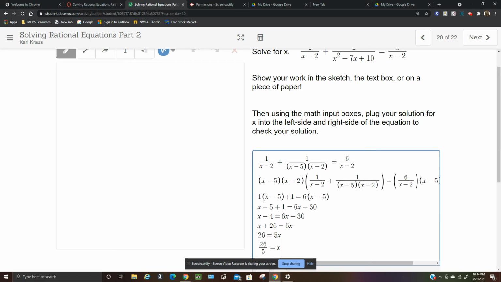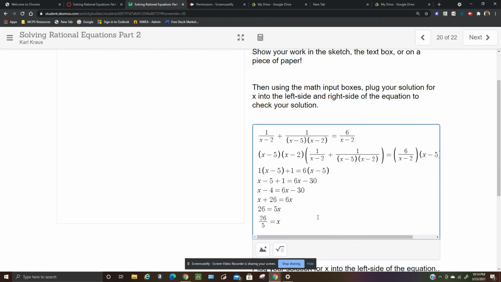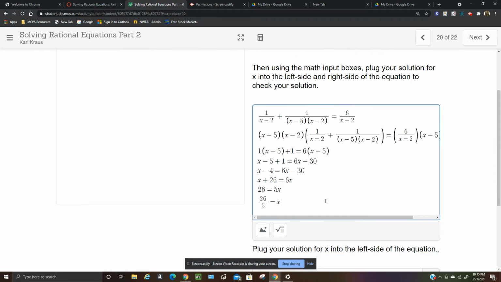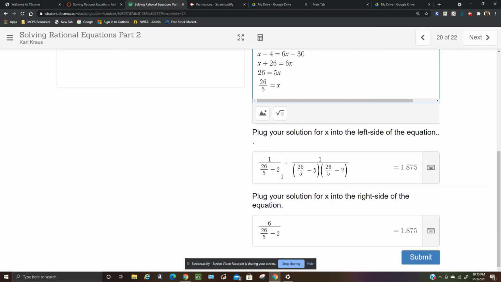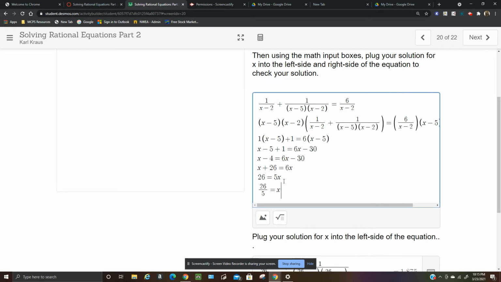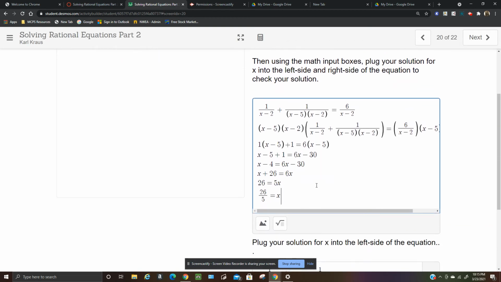Then doing the distributive property on the right, x minus 5 plus 1. On the left, 6x minus 30. Combine like terms, x minus 4 equals 6x minus 30. And then add 30 to both sides. x plus 26 equals 6x. And then subtract x from both sides. 26 equals 5x. Divide by 5. You get x is 26 fifths. You plug that into the left-hand side, you get 1.875. On the right-hand side, the same value. So I know that this answer is correct. 26 fifths.